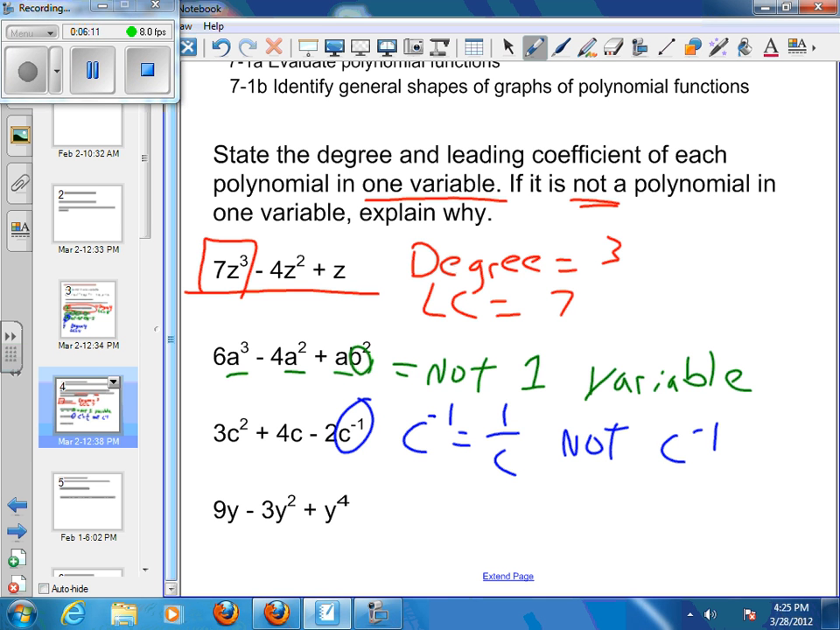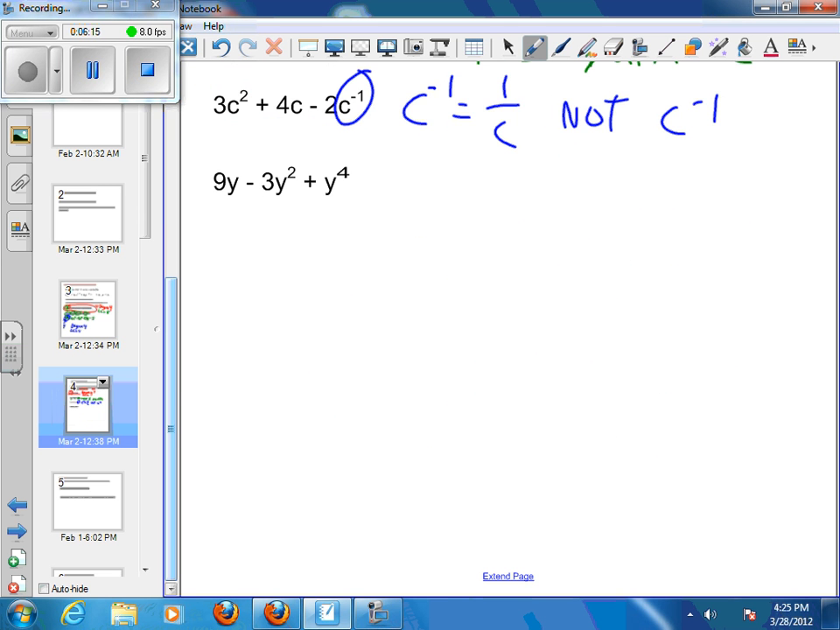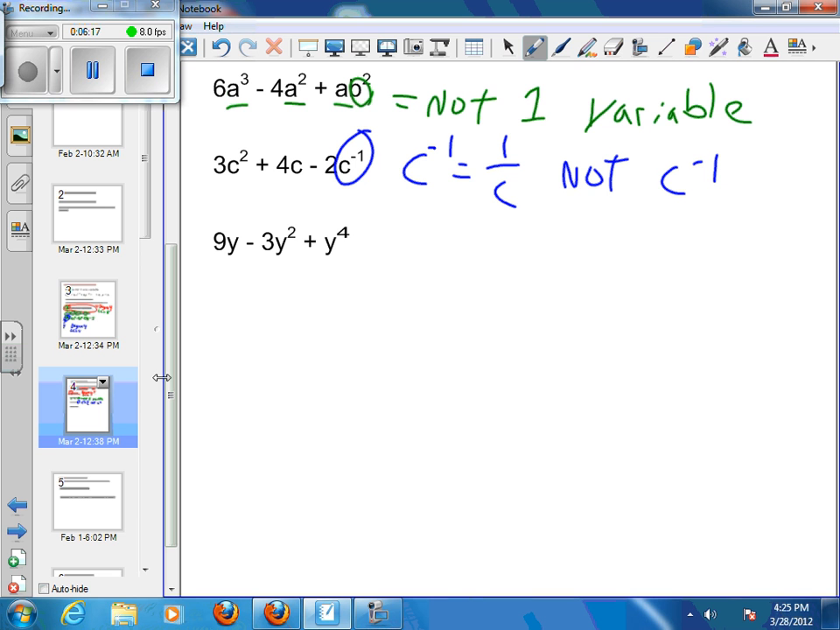Let's go down to the fourth example. Our first step is to see, do we have everything the same? We've got a y squared and a y to the fourth. So yes, they're all one variable. We have no negative exponents, so everything is in the numerators, and we have no variables in our denominators. And the third thing is we want to put it in order. So in this case, we would have y to the fourth minus 3y squared plus 9y.